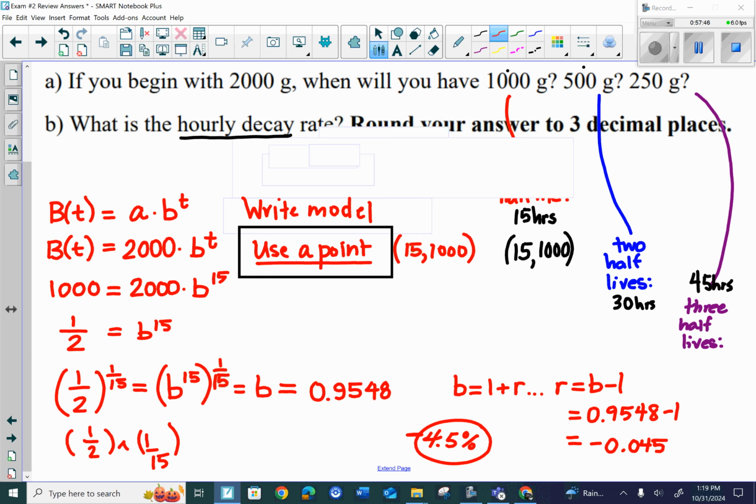Although they did ask for the hourly decay rate, so it's questionable whether you need that negative if you know that's a decay. If it's not emphasized up here that it's a decay, you would say the hourly rate is negative 4.5%. But if they say what's the decay rate, I'm not so sure you need that negative, as long as you understand it's a decay.